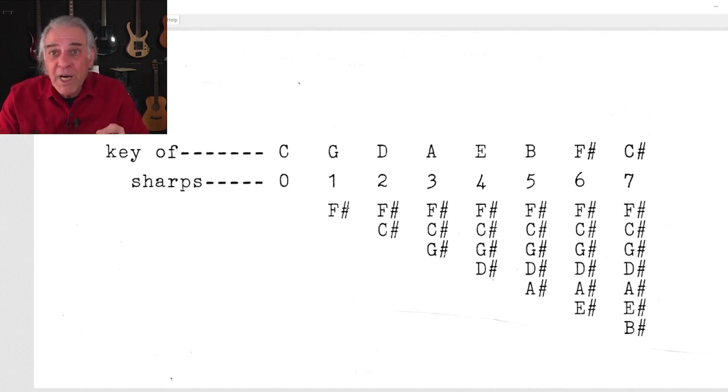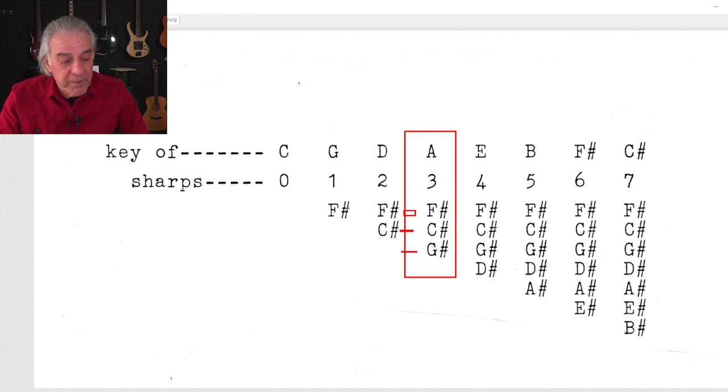If you see 3 sharps, for instance, you'll know what key you're in by adding a half step to the last sharp. Let me illustrate. Okay, we have A, right? And the last sharp would be the G sharp. G sharp plus a half step would make it an A.